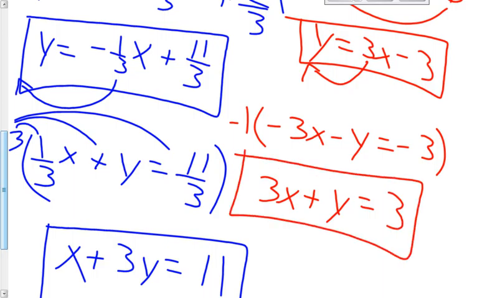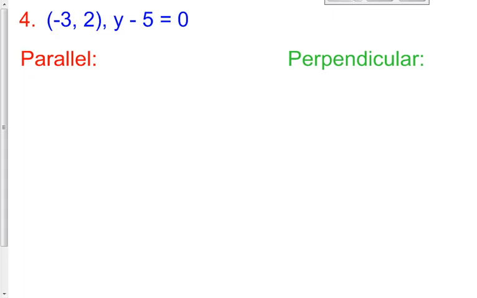3x plus y equals 3. All right, just about done here. That's basically the gist of our lesson. Make sure that on our test, when it says have the answers in point slope, slope intercept, and standard form for perpendicular and parallel lines, you need to have 6 answers just like we did on numbers 1, 2, and 3 in our notes for today.